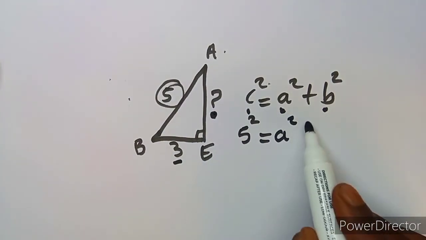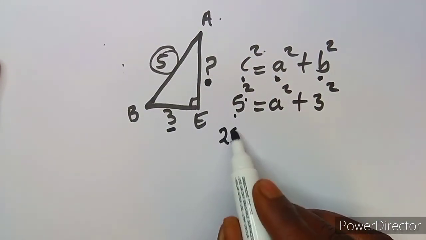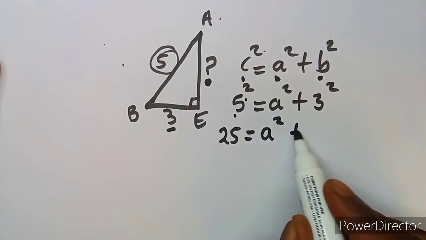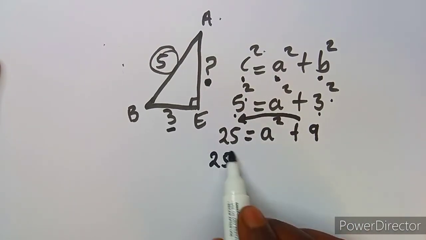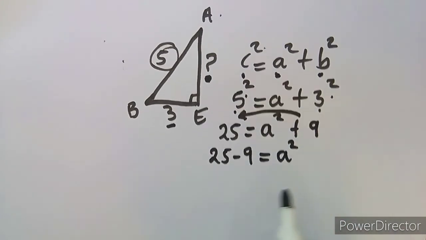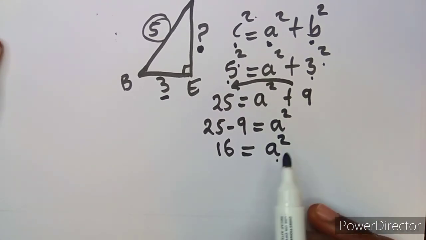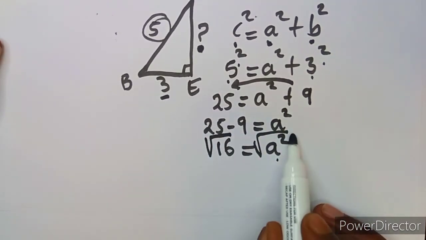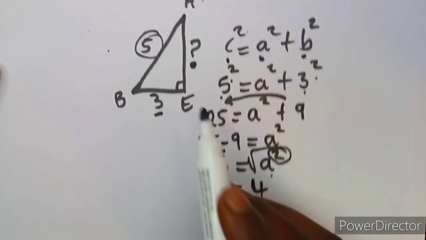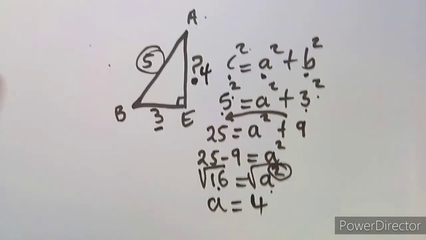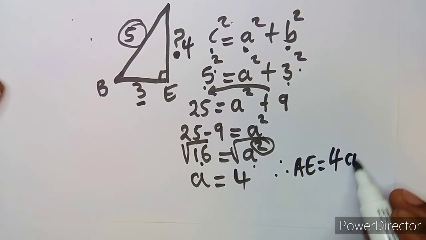So you can just say a squared plus 3 squared. 5 squared from your calculator is 25, which is equal to a squared plus 3 squared, that's 9. So you can transpose: 25 minus 9 is equal to a squared. 25 minus 9 is 16, which is equal to a squared. To calculate the value of a, square root both sides to remove this square. So a is equal to the square root of 16, from your calculator that's 4. So this side AE is 4, therefore AE is equivalent to 4 centimeters.